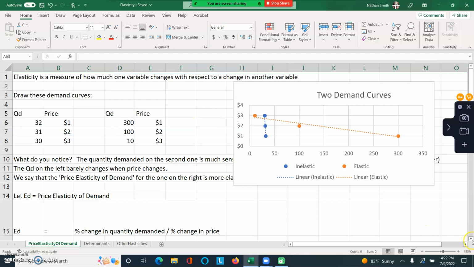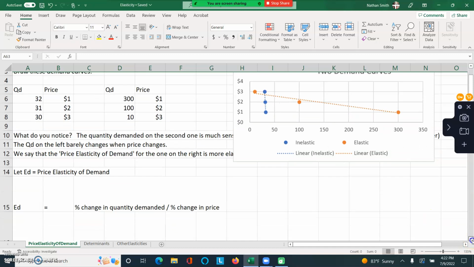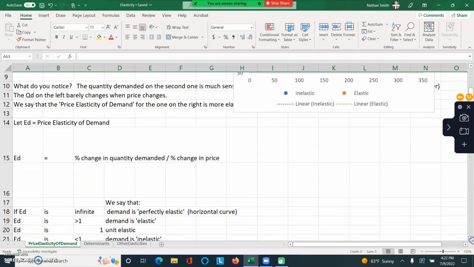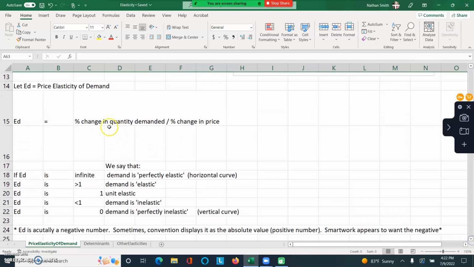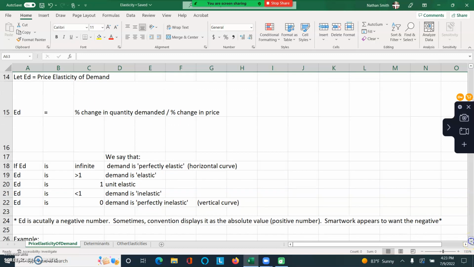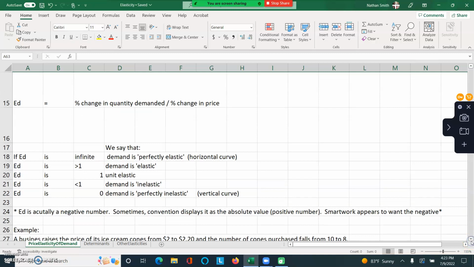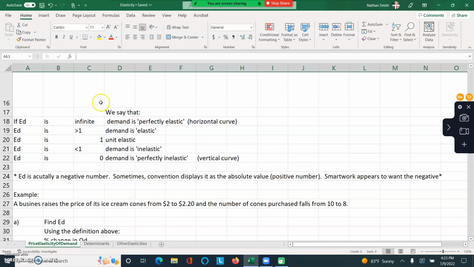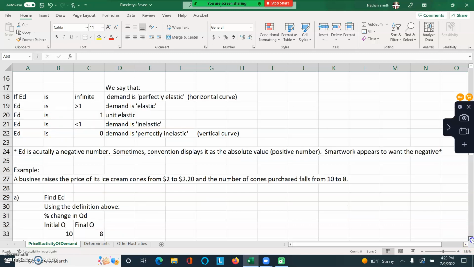All right, now let's dive into a little bit about how we measure it and then an application of why we care. So the formal way to think about elasticity of demand is it's the percent change in quantity demanded divided by the percent change in price. Literally just a ratio of those two numbers. Let's take a look at an example and then we're going to come back and categorize it using this little table I made right here.